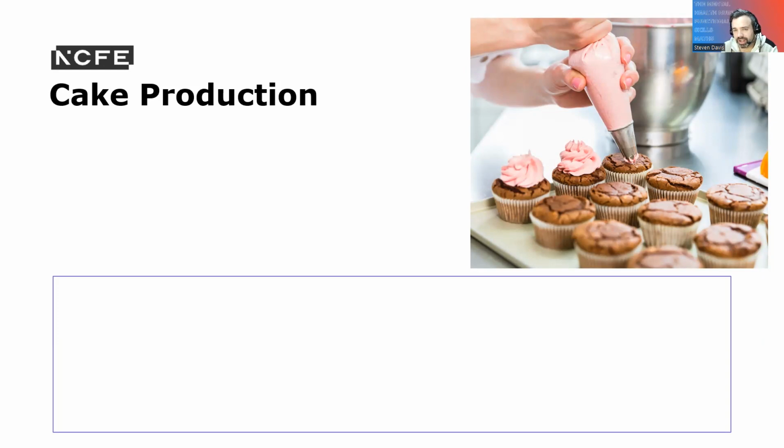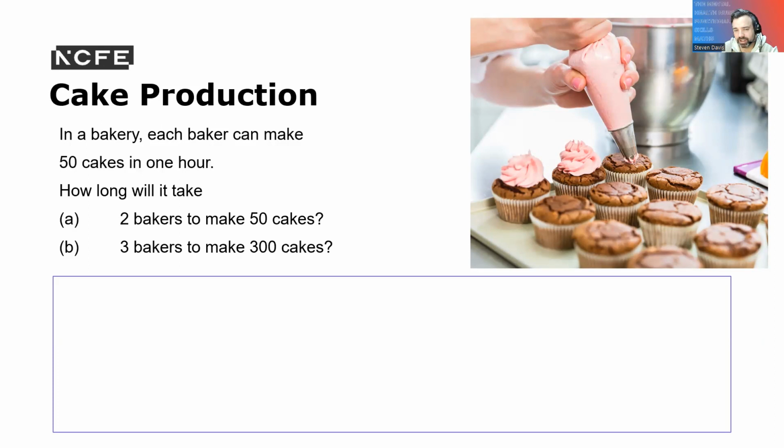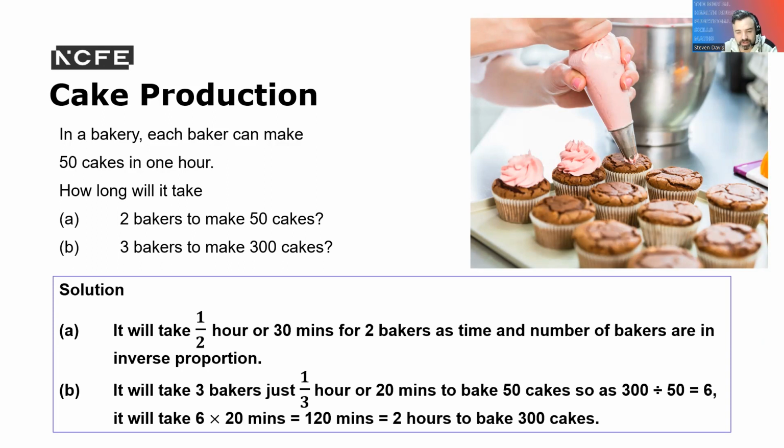So, looking now at cake production, in a bakery, each cake maker makes 50 cakes in 1 hour. How long will it take 2 bakers to make 50 cakes? And then B, 3 bakers to make 300 cakes. So it will take half an hour, or 30 minutes, for 2 bakers, as the time and number of bakers are in reverse. Okay, can you see where that comes from?